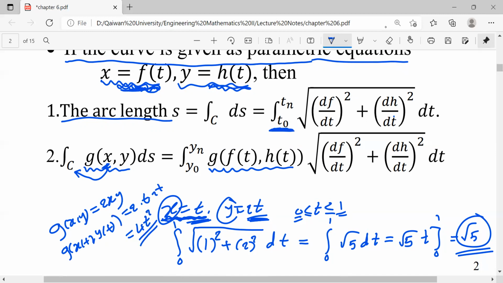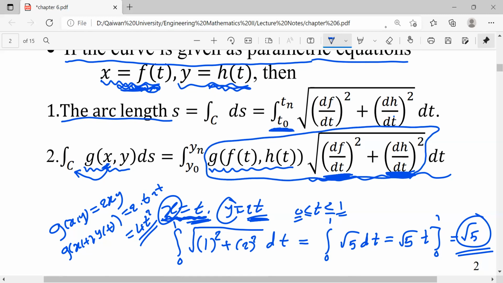This is g of x of t and y of t. We substitute the parametric equations into the function g of xy to get a function of t. And then we multiply it by the square root of the derivative of f with respect to t squared plus the derivative of h with respect to t squared, then dt. We take the integration for this formula from y naught to yn, or from x naught to xn, it's the same.